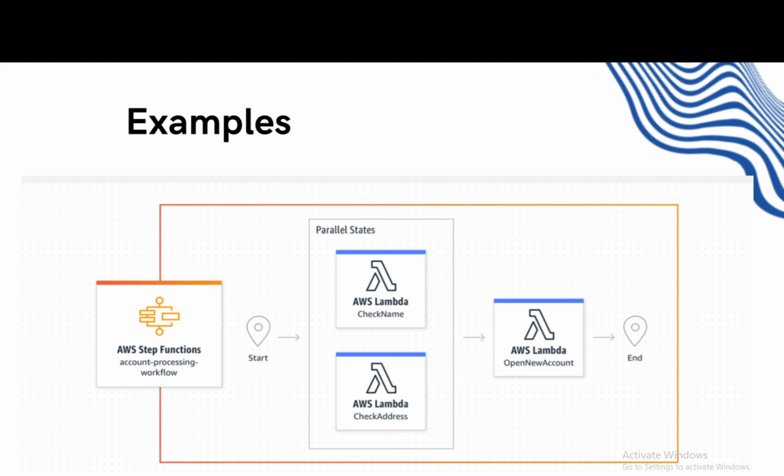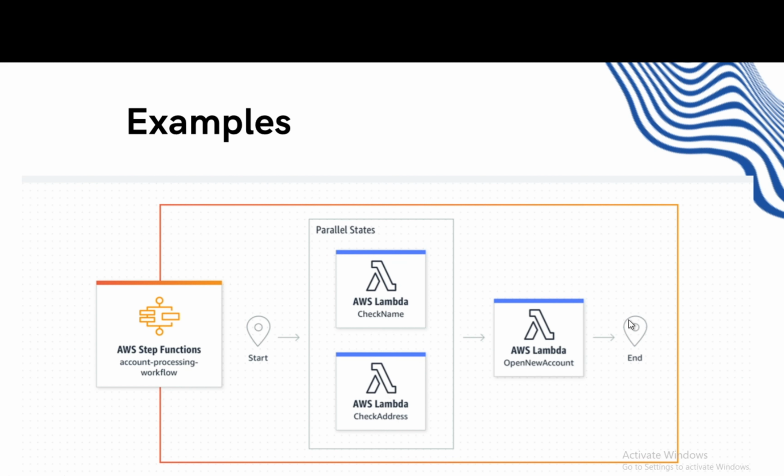Now we will see an example of an AWS step function. This is a sample example which I have taken from the AWS documentation. This is the starting point of AWS Step Functions; assume that this is the starting point of your application. There are two Lambdas. The first Lambda does the validation for checking the name, and another Lambda does the validation for checking the address, and these Lambdas run in parallel states. This Lambda runs independently, and this Lambda runs independently.